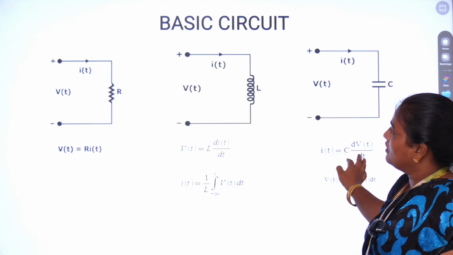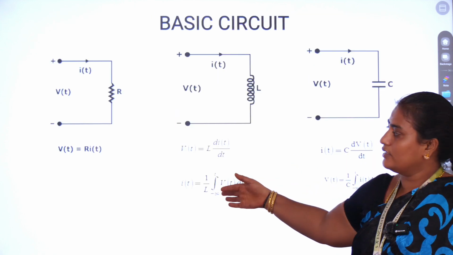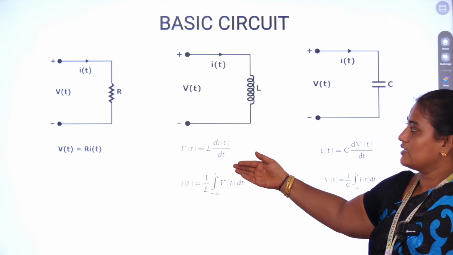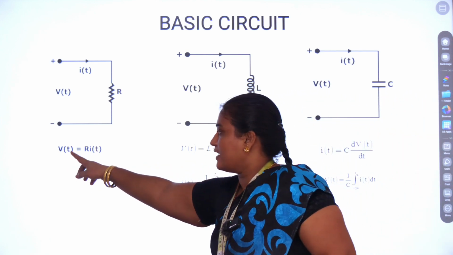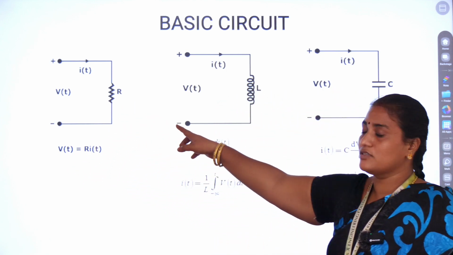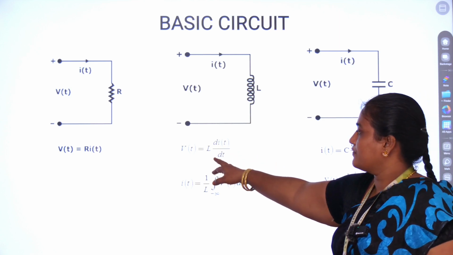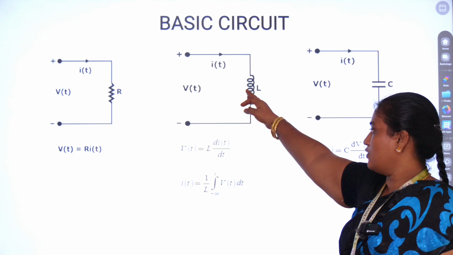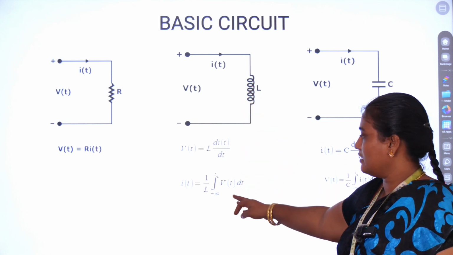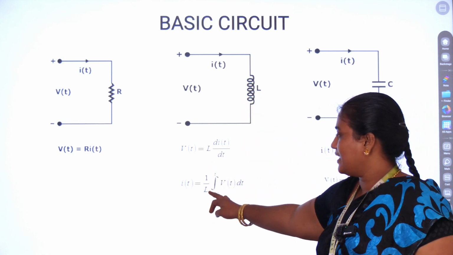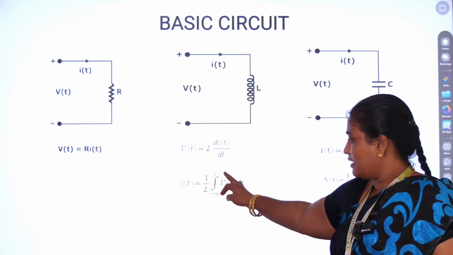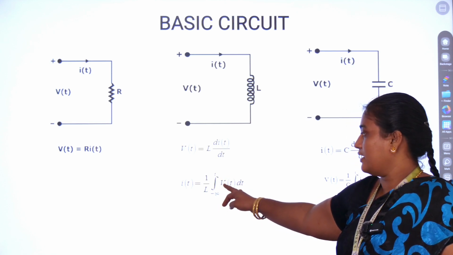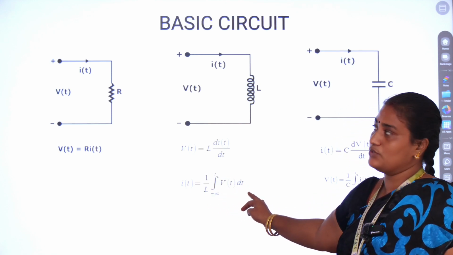Next, V of t varies with respect to time as R into I of t. Similarly, for the inductor, V of t is equal to L into di of t by dt. When we want to calculate I, we take the inverse of that, so we change it into an integral: I of t is 1 by L integral of V of t dt.